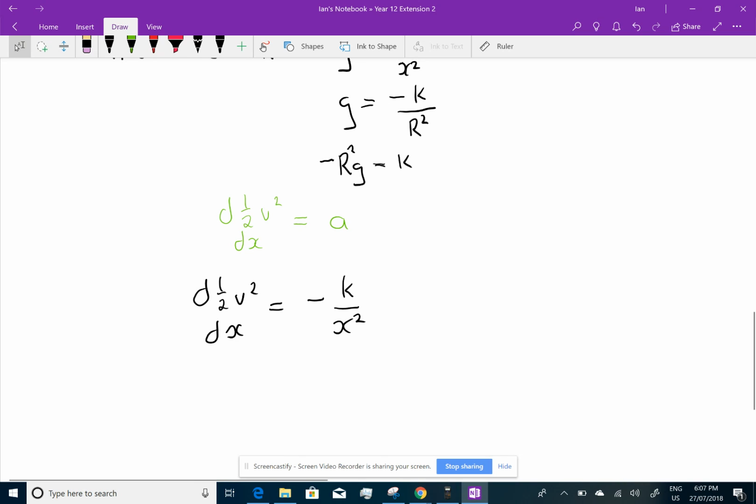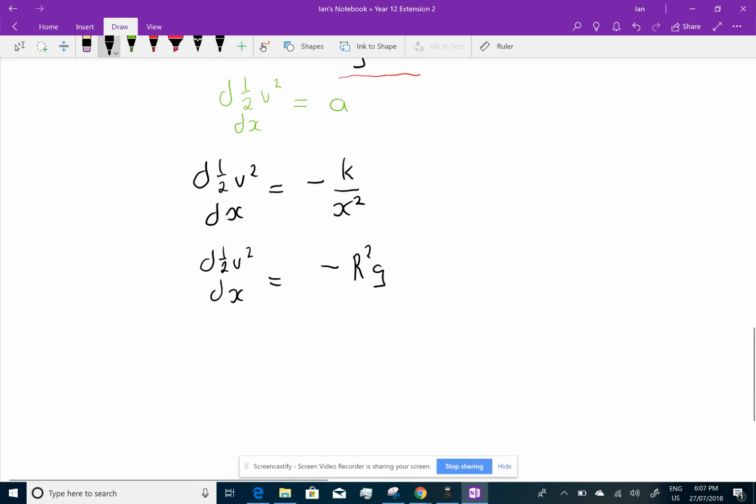But we know what k is. We now have a value for k. So d/dx of half v squared equals minus r squared g, the radius is a constant, gravity is a constant, over x squared. Now, let's integrate both sides. So we're going to integrate with respect to x, or integrate both sides.